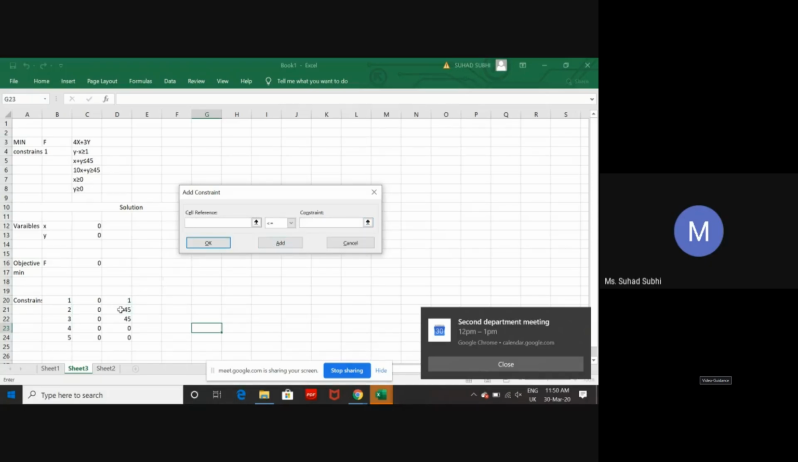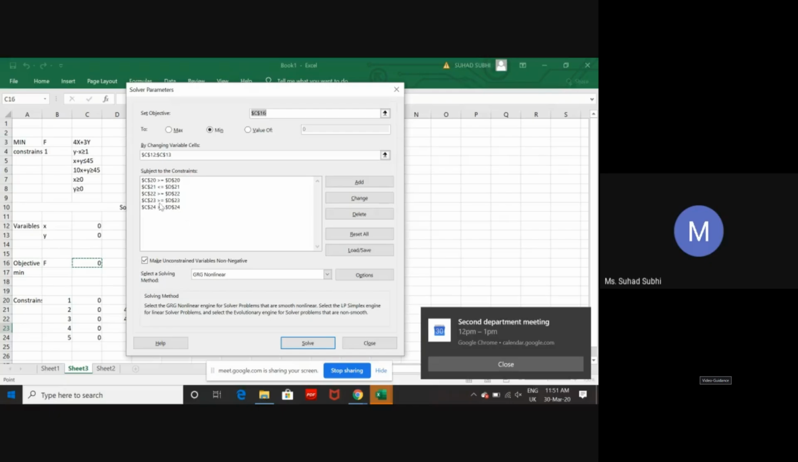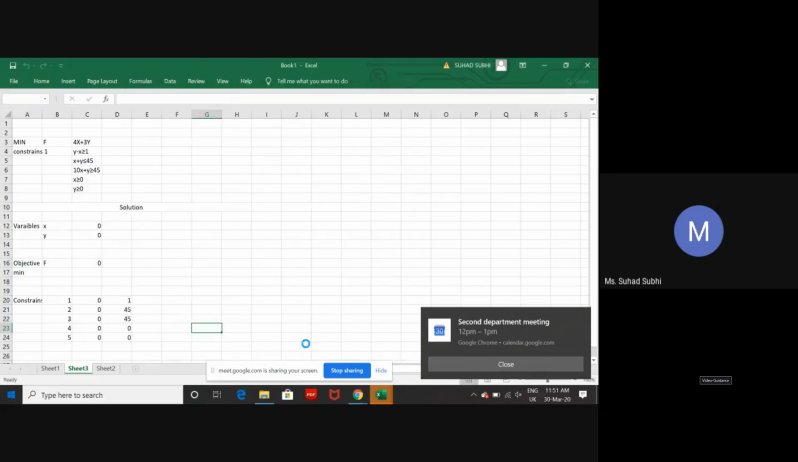Then add again. The third constraint is greater than or equal to 45, then add. The fourth one, which is x, should be greater than or equal to 0, and the last one, y, should also be greater than or equal to 0. We're done with all the constraints. Just press OK. Now we check: greater than or equal, greater than or equal, greater than or equal, greater than, less than. It's true. Here just press solve, and you're going to get the solution.